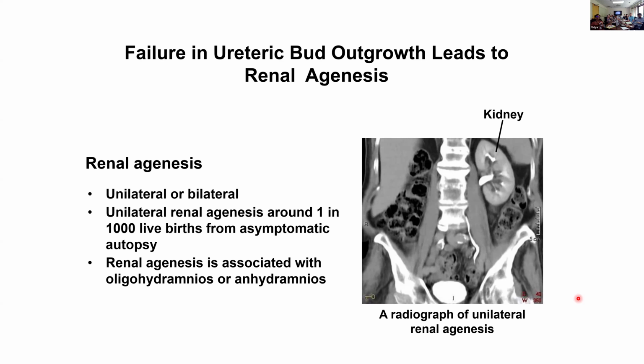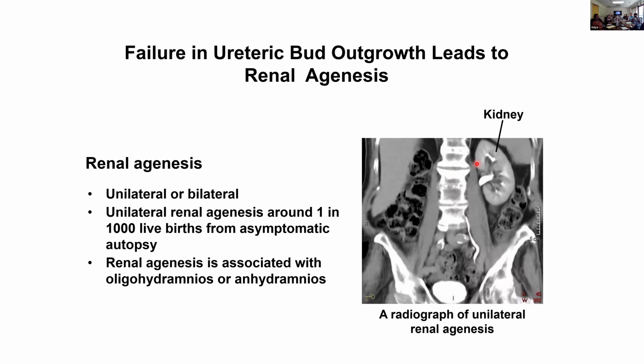And in humans, and also in mouse, even sometimes spontaneously, you can get unilateral or bilateral renal agenesis. Shown here is a radiograph of a person. There's only one kidney, so you have unilateral renal agenesis.